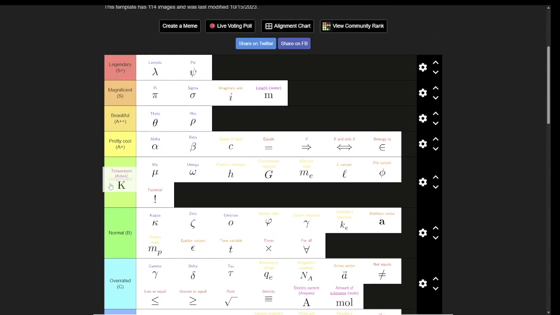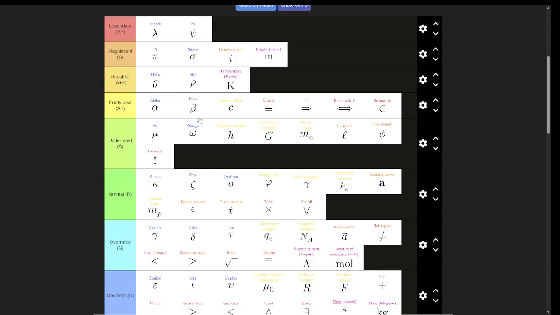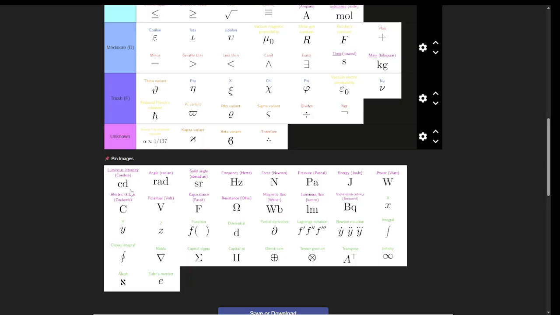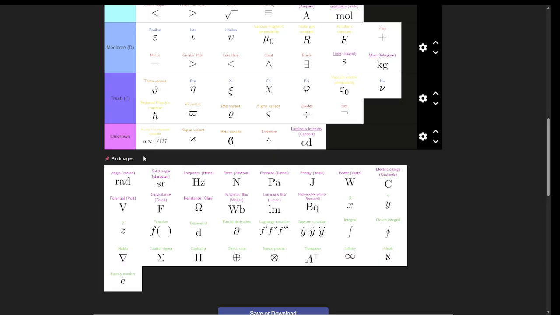Temperature in Kelvin. This is beautiful. Absolutely wonderful. A++. I mean, I can't imagine a better unit. Imagine using degrees Celsius in physics, like minus 500. Your entire equation would just collapse in on itself with negative numbers. I mean, what are we even doing? Luminous intensity, unknown, never heard of it.